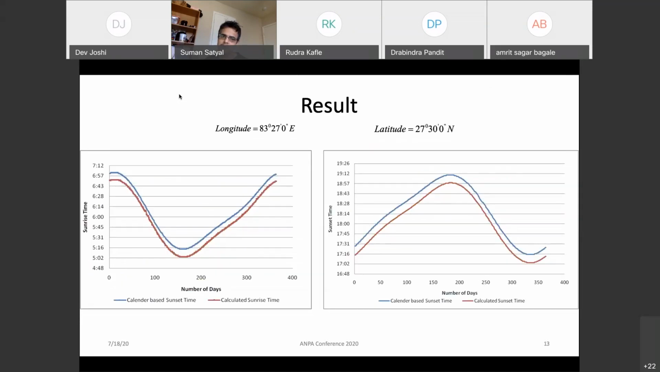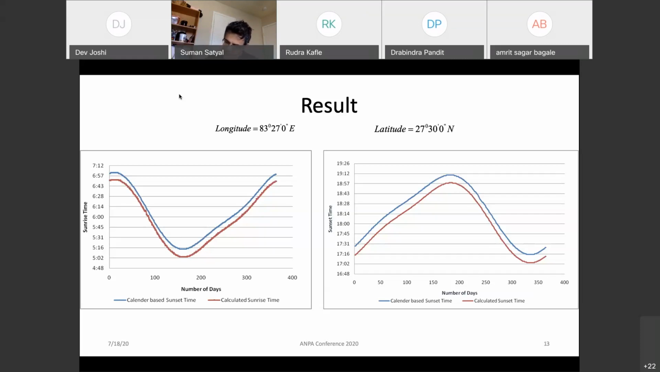Our main goal is to determine the sunrise and sunset time. The calculated value is represented by the red line, and the calendar baseline is represented by the blue line. There is a difference between these two lines, which can be the effect of atmospheric refraction and altitude of the location. And we can see from the figure that the maximum or longest daylight time occurs in the June month.